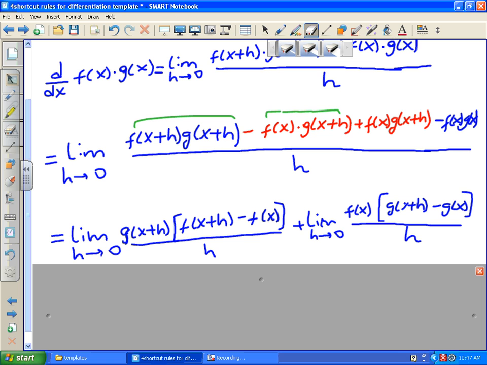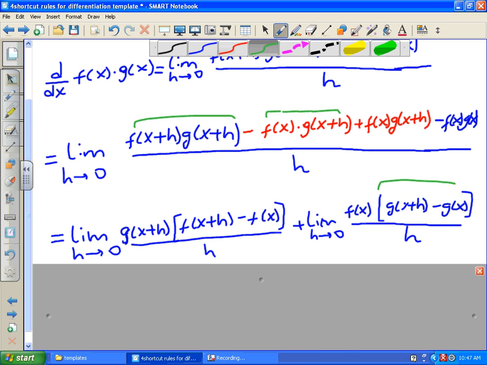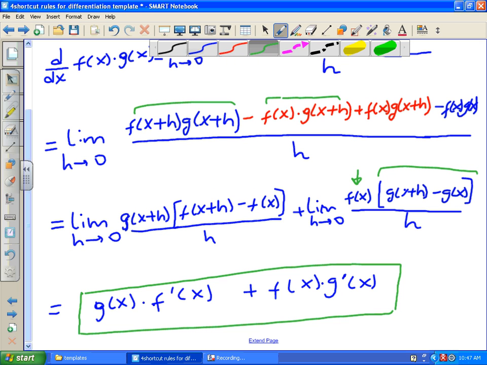And over here, on the second portion, this part is the definition of the derivative of g, which is your g prime. As h goes to 0, this is like a constant which can be factored outside. So there you have your f times g prime. That's where the product rule will basically come from, applying that definition.